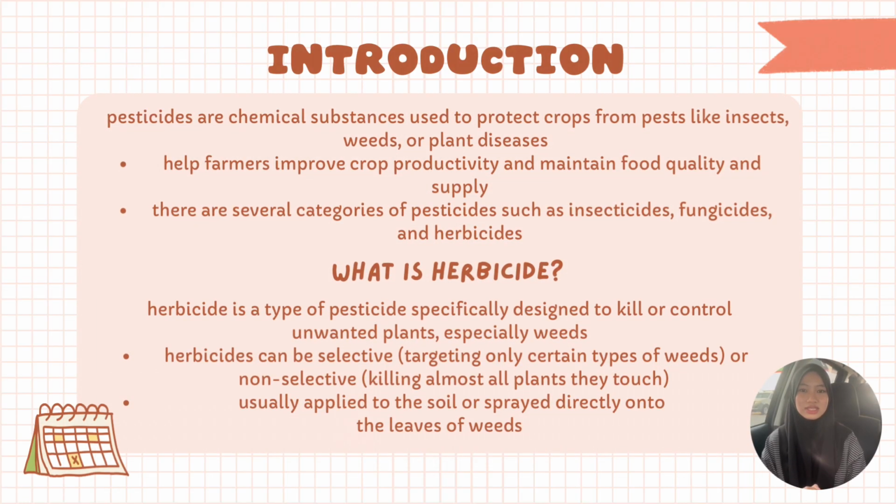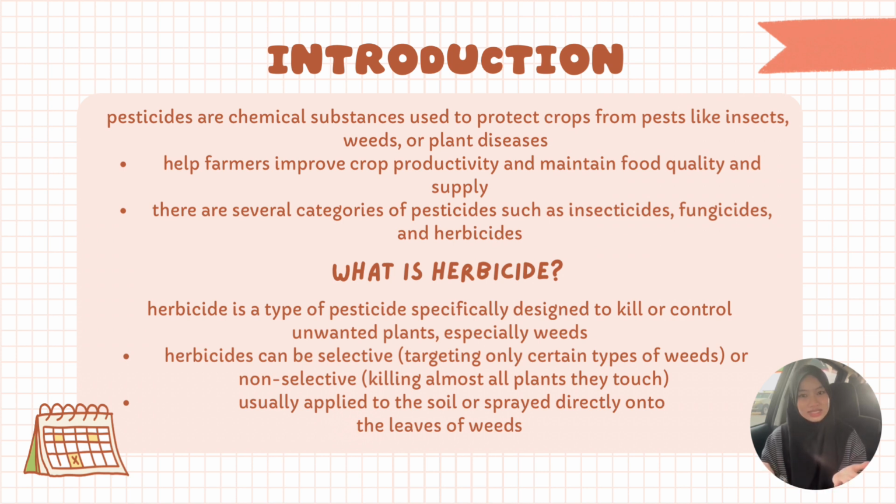Pesticides are chemical substances used to protect crops from pests like insects, weeds, or plant diseases. They help farmers improve crop productivity and maintain food quality and supply. There are several categories of pesticides, such as insecticide, fungicide, and herbicide. But in this video, we'll focus only on herbicide.